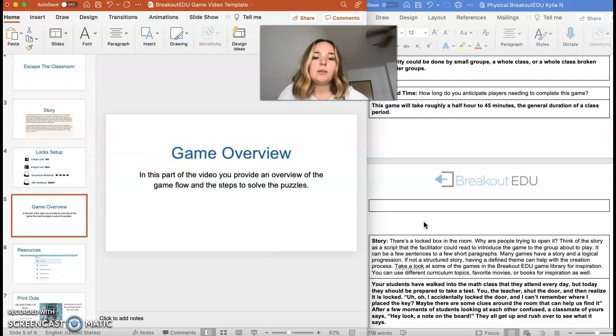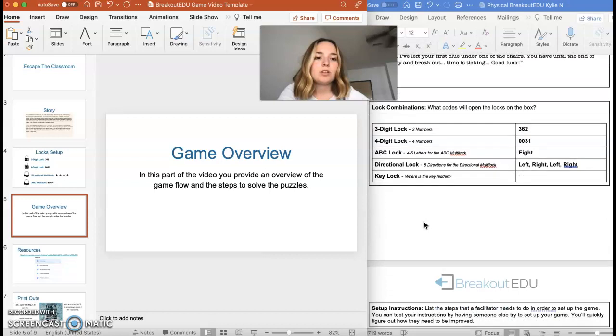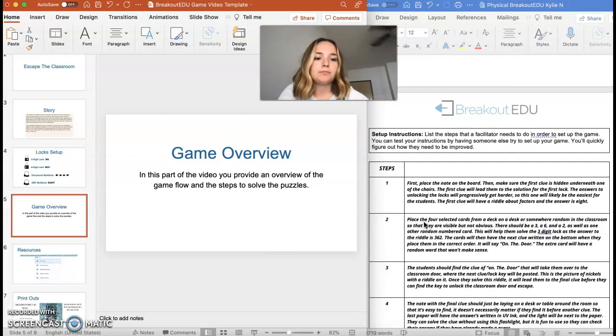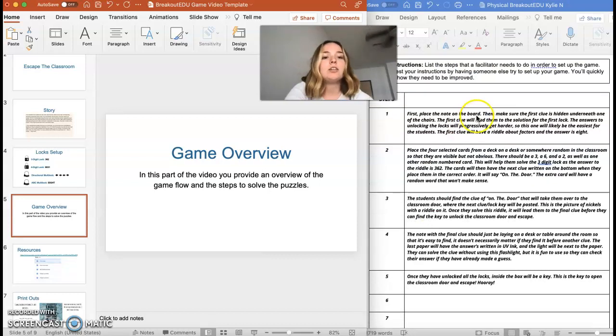So for the game, like I said, you'll put the first sign up on the board, and then here on the right side are the steps that you're going to follow. So you'll need to make sure that you put the paper on the board. There will be a paper that goes under a chair. There will be 4 different cards that you'll place out, like from just a regular deck of cards. And there will also be another paper that you'll have to put on the door because that's one of the clues, and then you'll have to put a paper just laying around the room somewhere.